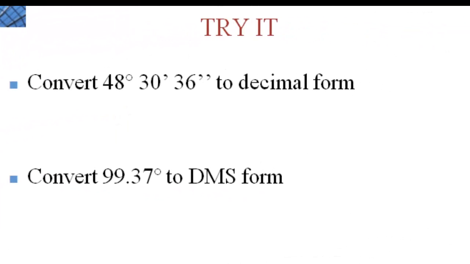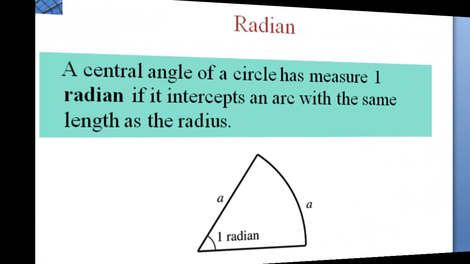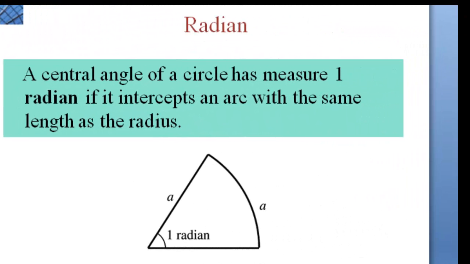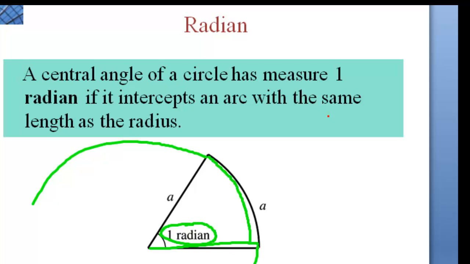Try this. Try converting 48 degrees, 30 minutes, 36 seconds to decimal form, and then try converting 99.37 degrees to DMS form. Another unit of measure for angles is the radian. How big is a radian? If we have a circle, and this is our radius, the arc that's the same as the radius is 1 radian.